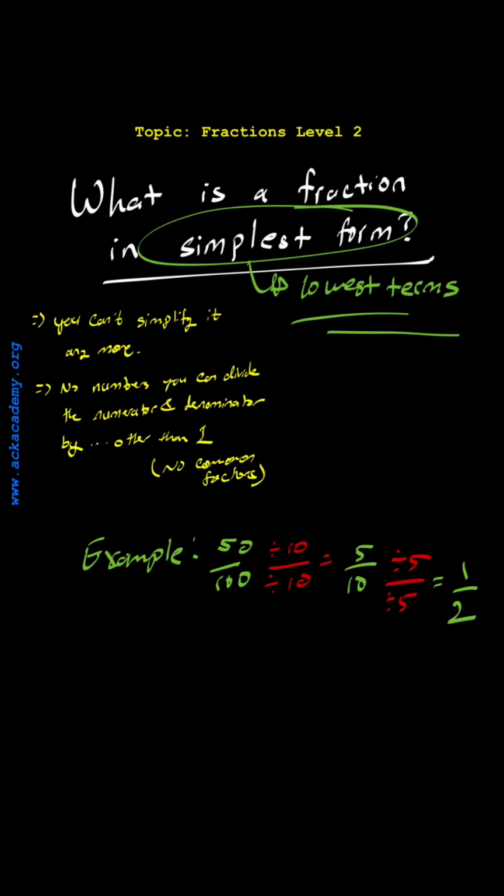And what does it mean to be in simplest form or lowest terms? It means you cannot continue to simplify it anymore. This is as low as it gets. There's no number in the numerator or denominator that you can divide by other than 1. You can divide this by 1, but if you do that, you just get back 1/2.